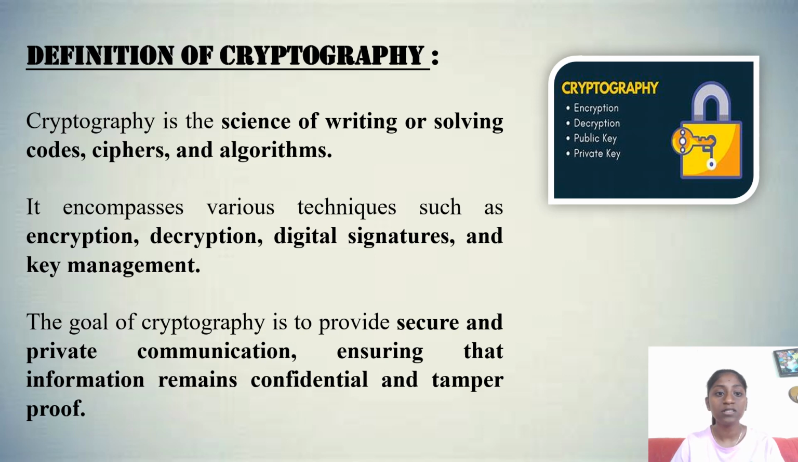Now let's look into the definition of cryptography. Cryptography is the science of writing and solving codes, ciphers, and algorithms. It encompasses various techniques such as encryption, decryption, digital signatures, and key management. The main goal of cryptography is to provide secure and private communication, ensuring that information remains confidential and tamper proof.